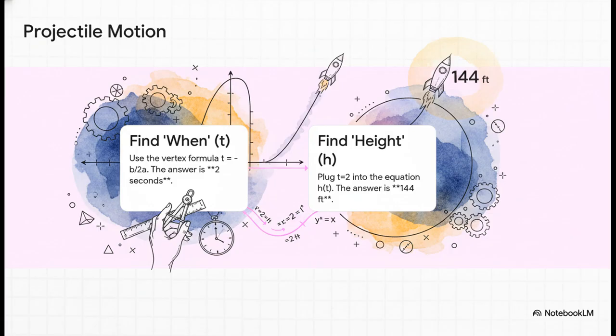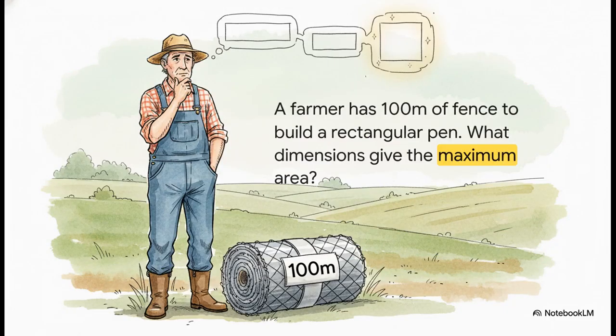So, using that handy vertex formula, negative b over 2a, we get the x value, which in this case is our time. And the answer, 2 seconds. That's the win. Then, to find the what, the actual height, we just plug that 2 back into our original equation, and we find out the rocket's max height is 144 feet. See? Simple as that. Next, let's use our dictionary on a geometry problem.